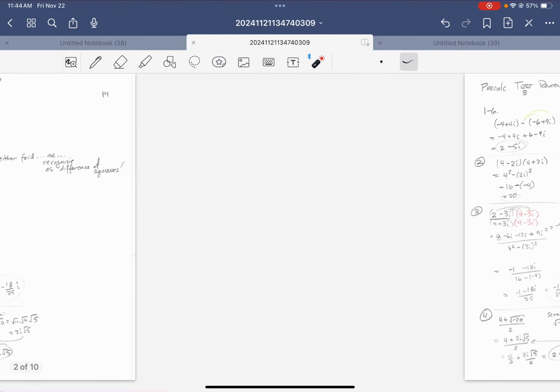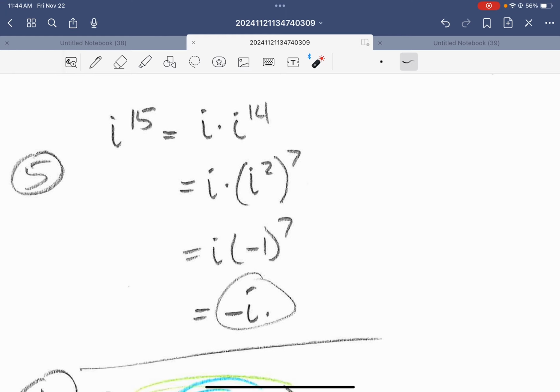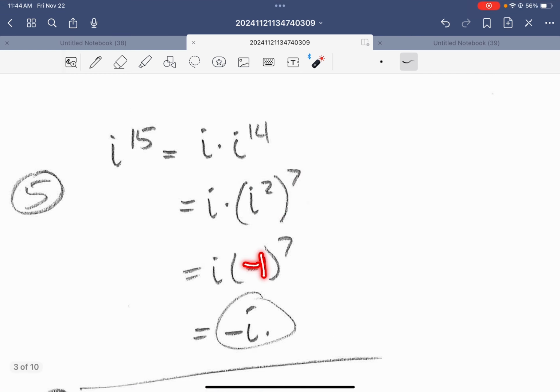Let's see, so there was that. Then if we look at number 5, we're going to have i to the 15th, but because that's an odd number, I'm going to pull out one i. And the reason I do that, because i to an even, I can rewrite as i squared to some power. So i squared is just -1.